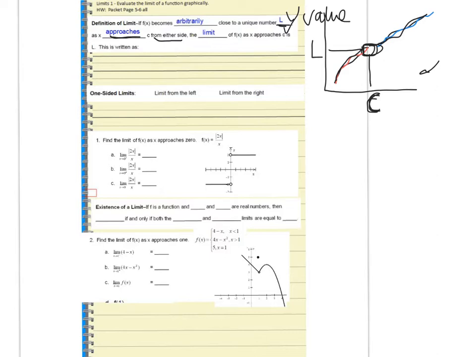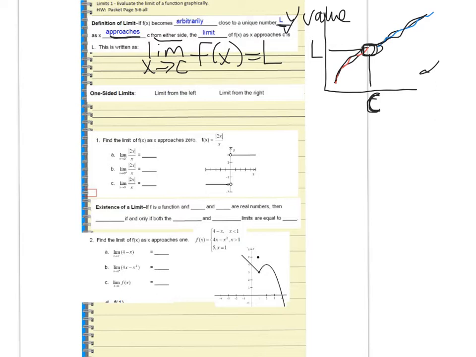So the way we write the definition of limit in general is the limit as x approaches whatever number we're talking about, so as x approaches c, of f of x equals our one specific, the same y value. So one-sided limit means we have a limit from the left and a limit from the right, and each of them has their own notation.